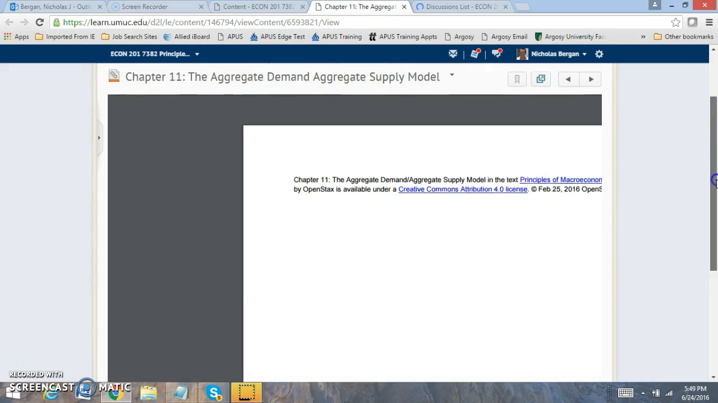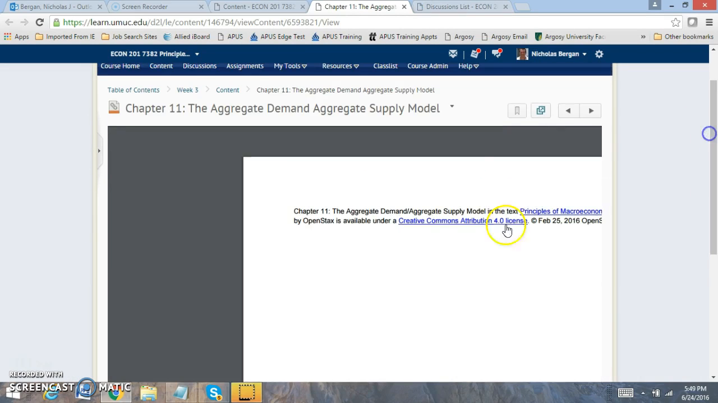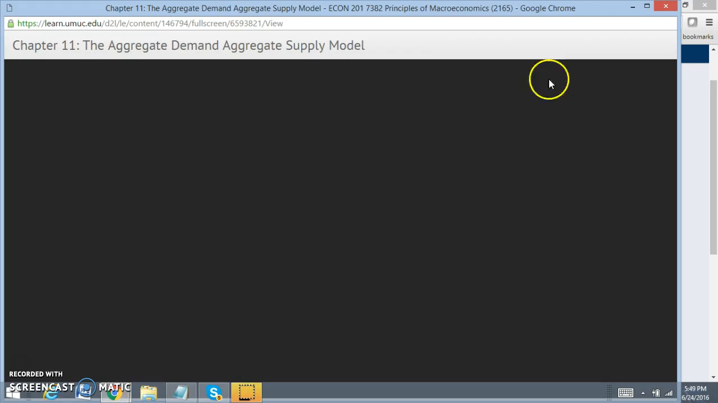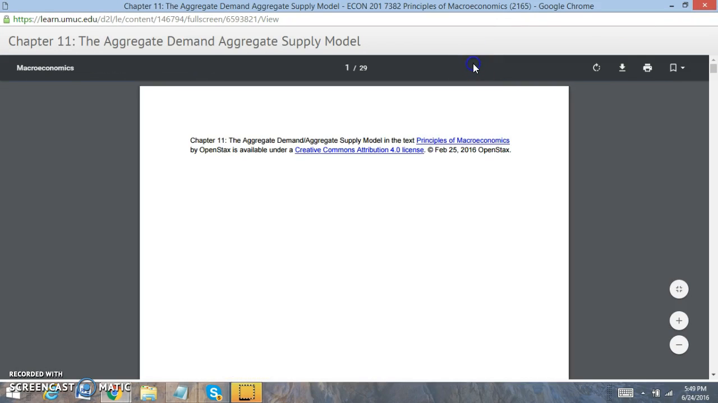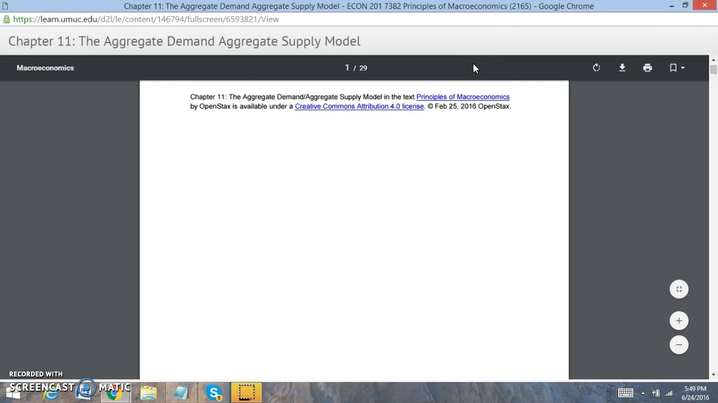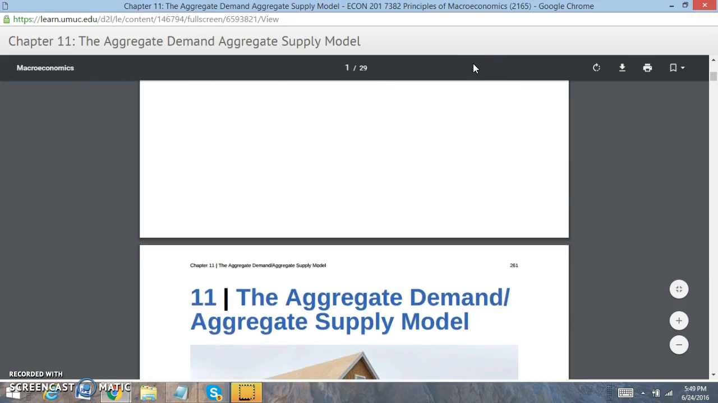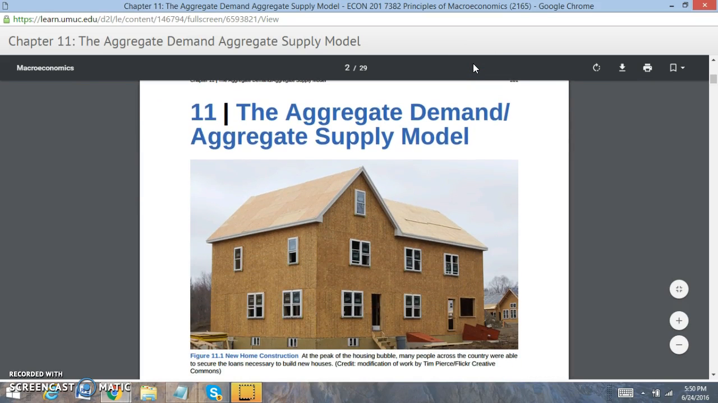Now let's go to chapter 11. The aggregate demand, aggregate supply model. In this model, it's basically the supply and demand model, but we're looking at the entire economy, not individual markets.